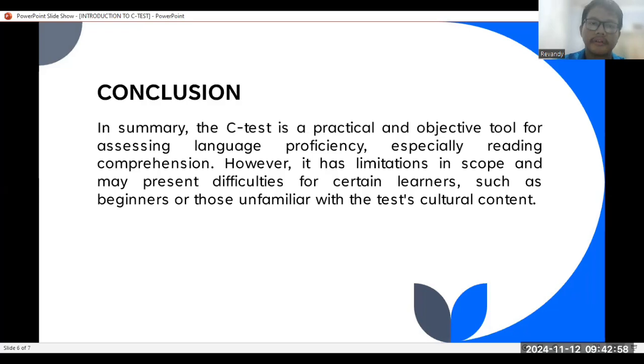So the conclusion, the C-test is a practical and objective tool for assessing language proficiency, especially reading comprehension. However, it has limitations in scope and may present difficulties for certain learners, such as beginners or those unfamiliar with the test's cultural content.